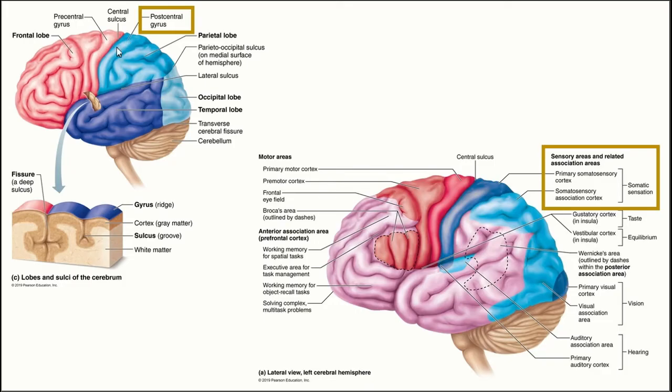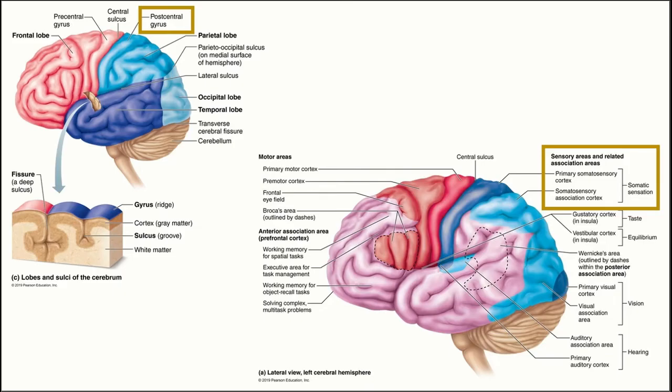The primary somatosensory cortex is the function of this structure right here, which is called the postcentral gyrus. It's just posterior to that central sulcus. The somatosensory cortex receives general sensory information from things like the skin, the skeletal muscles, the joints, the tendons, ligaments, and other tissues like that. These senses really help to tell the brain about the body's position in space and what's going on in those structures.